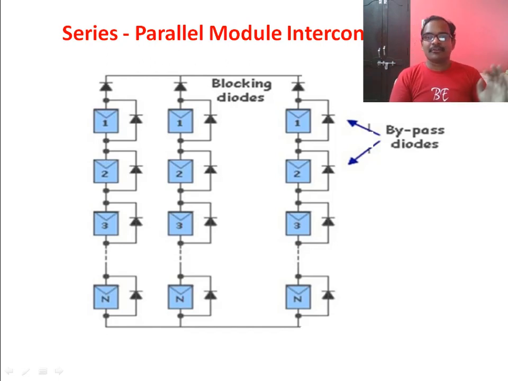Therefore, the number of blocking diodes is equivalent to the number of strings in a PV array. The number of bypass diodes is equivalent to the number of panels in a solar array. That is all about the solar PV array interconnections. In the next video, we'll talk about the charge controller.